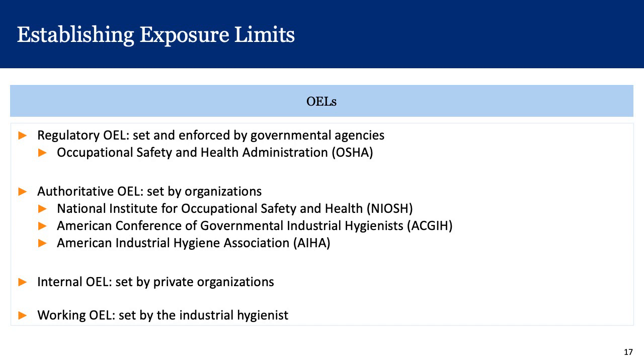For each of the agents that are in the workplace, we want to make sure that we know what the exposure limits are. What are the occupational exposure limits that might derive from regulatory agencies, governmental agencies such as OSHA? They may be set by organizations such as NIOSH or ACGIH or AIHA. Sometimes there may be an internal OEL set by the company themselves if they are developing a new chemical, and they may have done some internal research to set a provisional exposure limit. Or it may be set by the industrial hygienists themselves as a working occupational exposure limit.